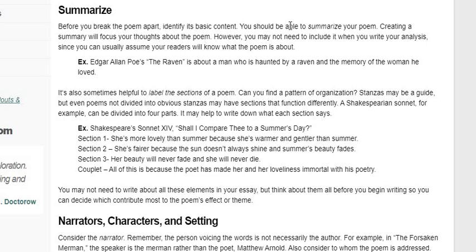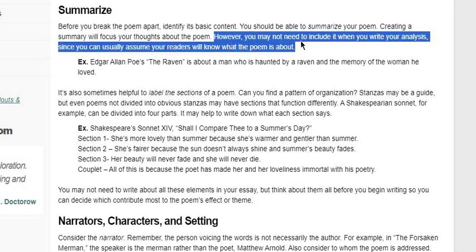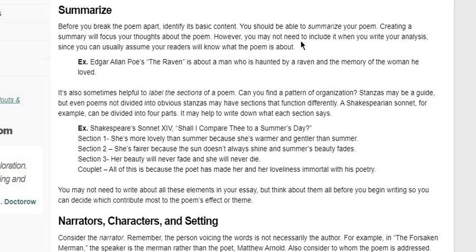Okay. However, you may not need to include it, okay? In your analysis, you do not need to write that summary. That is just for your understanding. Write it on a piece of paper first. Alright. Since you can usually assume your readers will know what the poem is about. Alright, so this is for your own explanation, okay? You don't need to include it in your analysis. It's just for your own interpretation, but do write the summary.